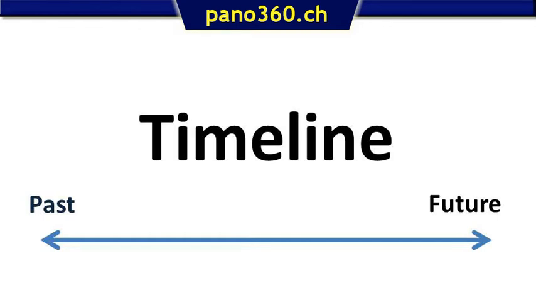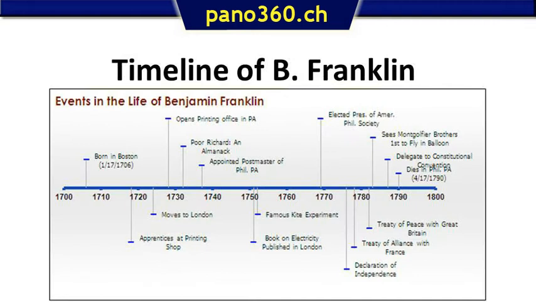Now I'll show you a typical example of a historical timeline. This is the timeline of Benjamin Franklin. You see on the left, he's born in 1706. He moves to London in 1725, in 1752 he publishes a book on electricity and so on. And for sure you have already noticed the movement or the flow goes from left to right.